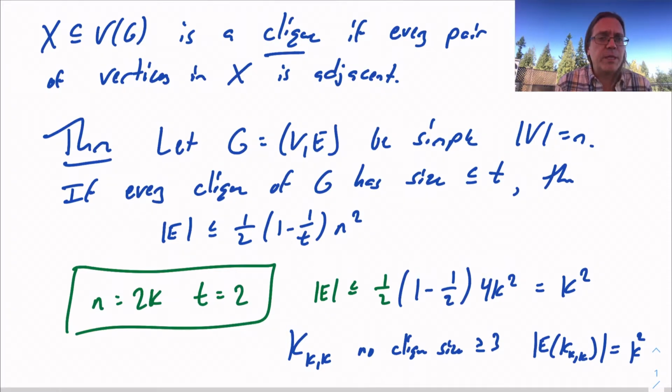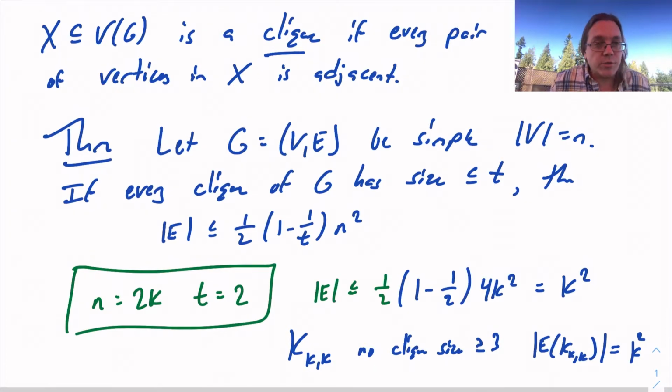So this complete bipartite graph with the same number of vertices on both sides, that is the best you can do. If you want to make a simple graph that does not have any triangle, no clique of size 3, and you want to pack as many edges in as possible, this is what you need to do. You need to take a complete bipartite graph, and you want the two sides to be as balanced as possible.